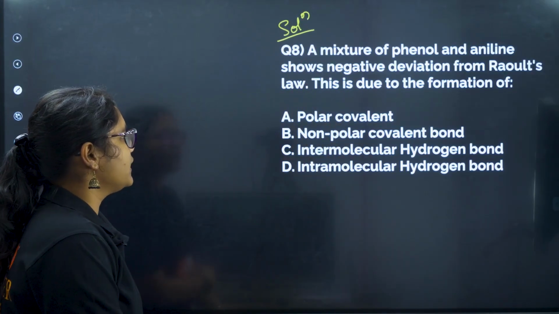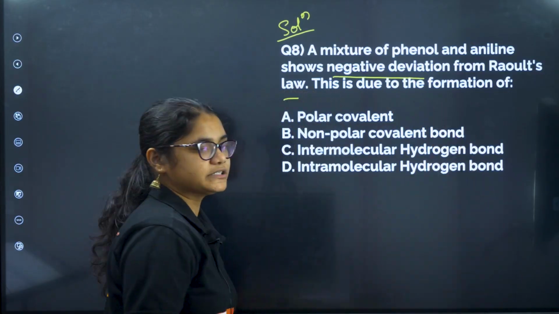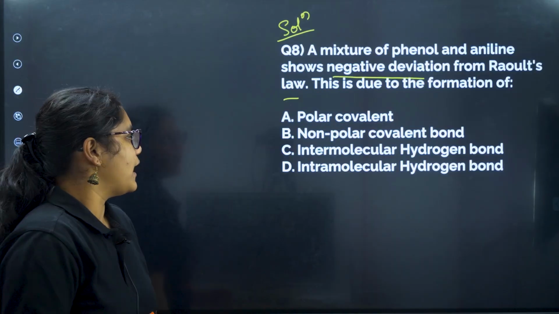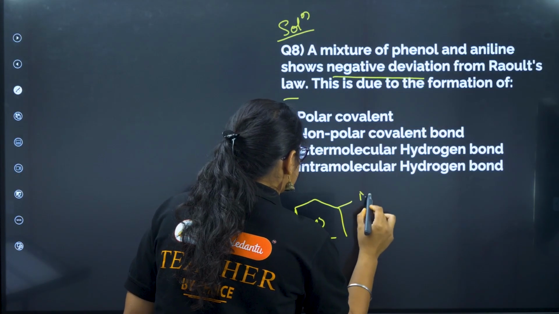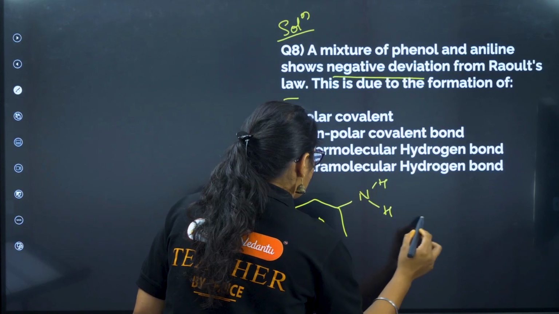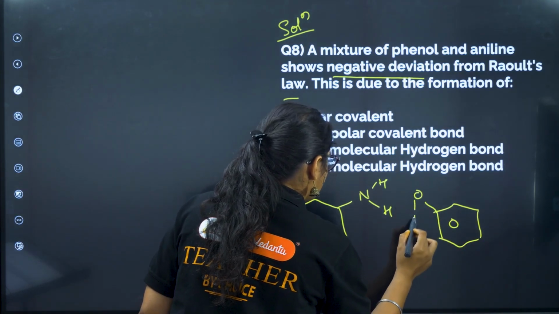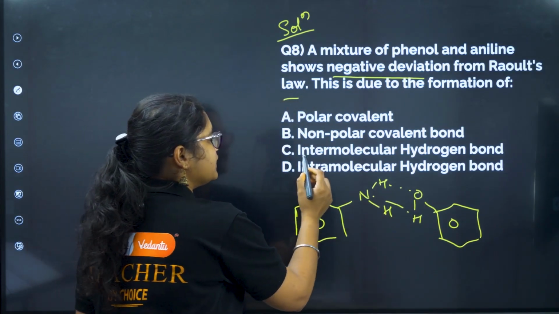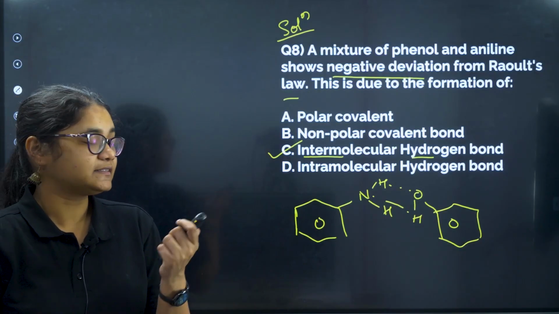A mixture of phenol and aniline shows negative deviation from Raoult's law. This is due to the formation of... So negative deviation means the intermolecular forces will increase. Here we have aniline, whose structure is this one, and we have phenol here, that is OH, right? So there can be a possibility of hydrogen bonding here, so that is due to intermolecular hydrogen bond. So the correct answer for this question is option number C.